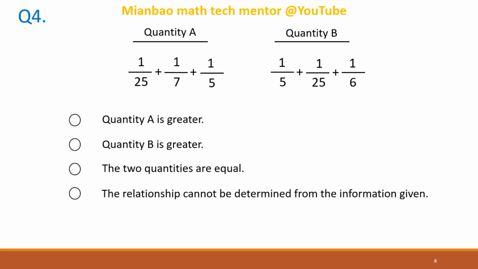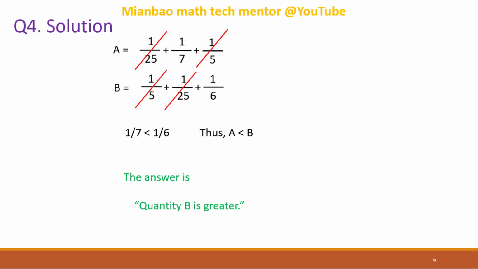Question 4. Which of the following answers is correct? Quantity A is greater, or quantity B is larger, or the two quantities A and B are equal, or the relationship cannot be determined from the information given. To compare A and B to decide which one is greater, we can cancel their common terms. We get 1 over 7, which is less than 1 over 6. Thus, A is less than B. The answer is quantity B is greater.